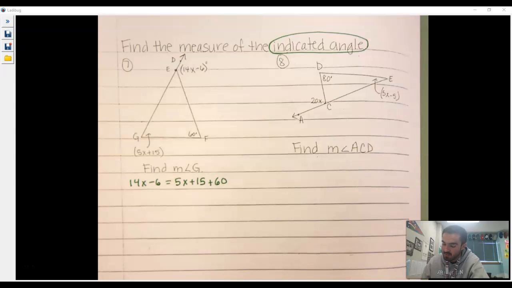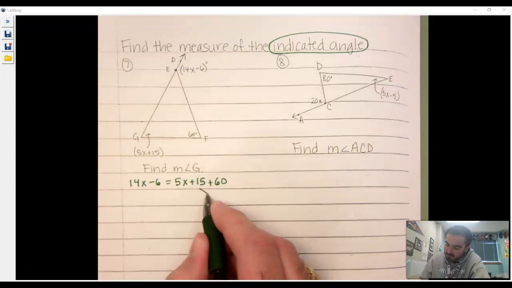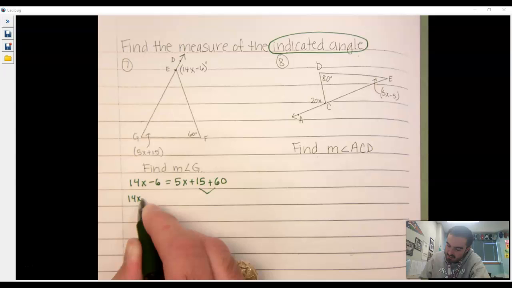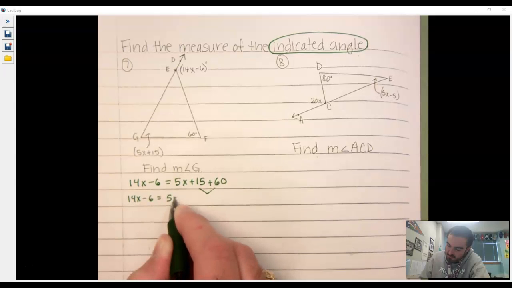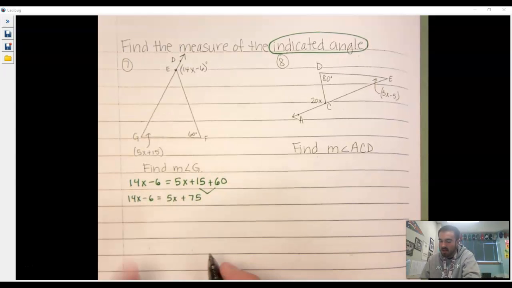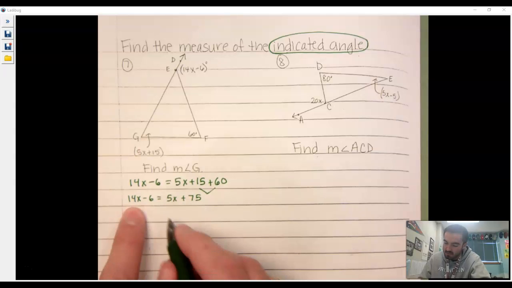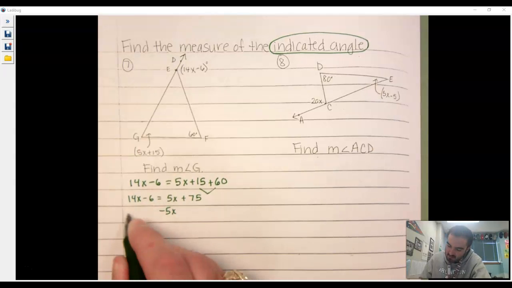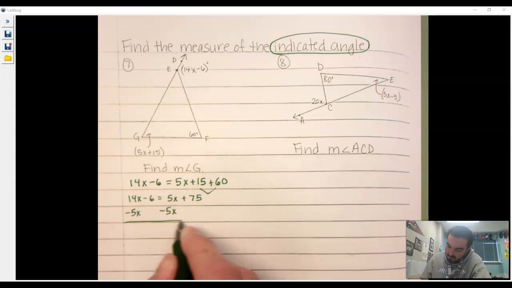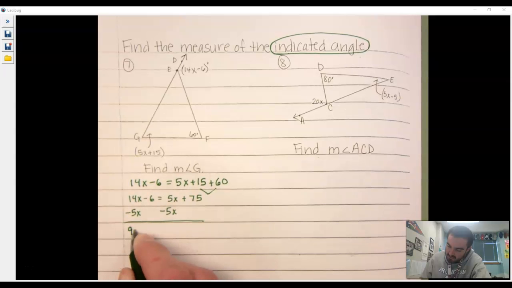Okay. Do the same process we've been doing. We're going to combine these like terms. 14x minus 6 equals 5x plus 75. I want all my x's on one side, so I'm going to subtract 5x. I'm going to get 9x minus 6 equals 75.